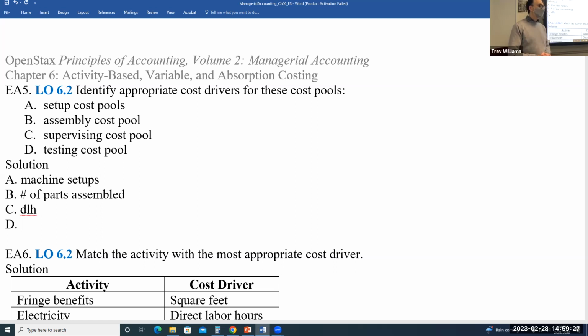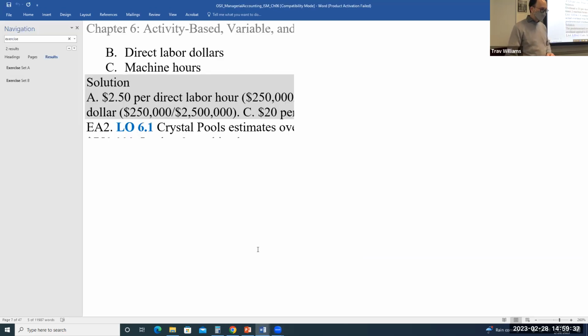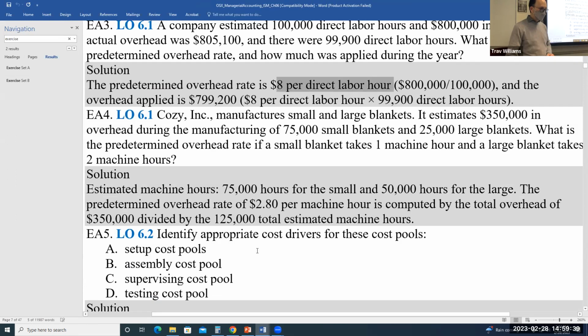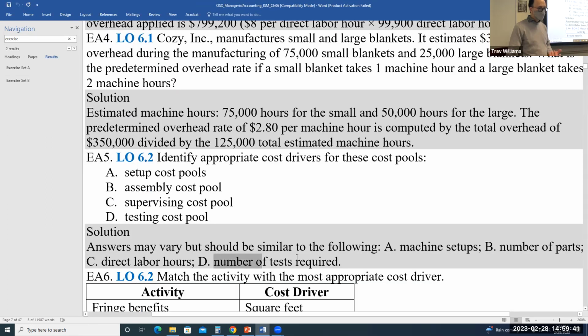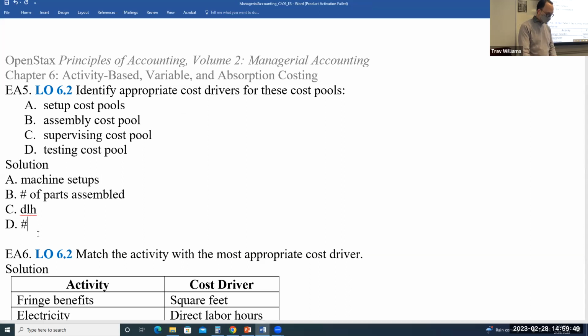And then how about for product testing? How many products we tested? Products tested. Let me see if it says tested or inspected. I don't remember. They have a number of tests. Okay, just number of tests. Number of tests. Okay.